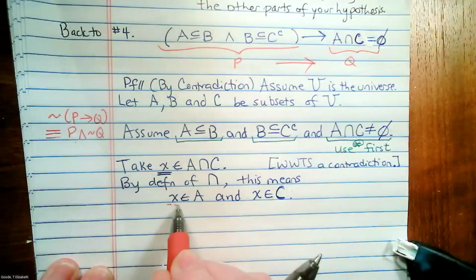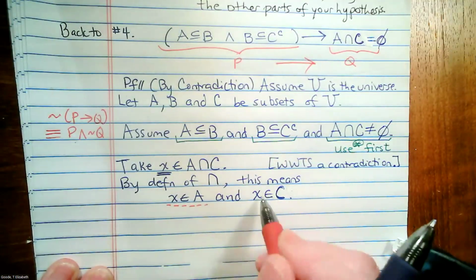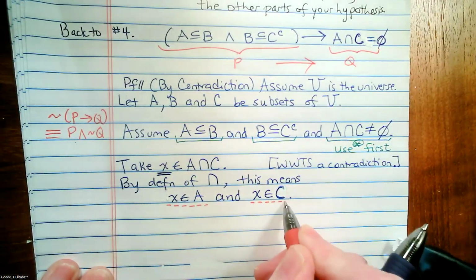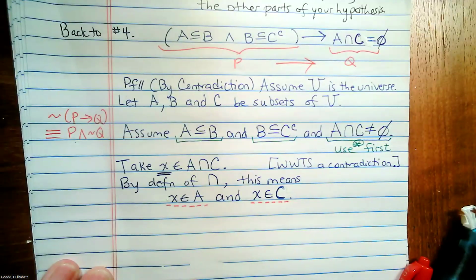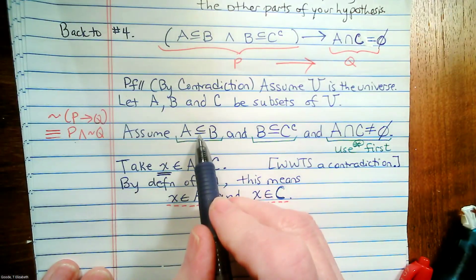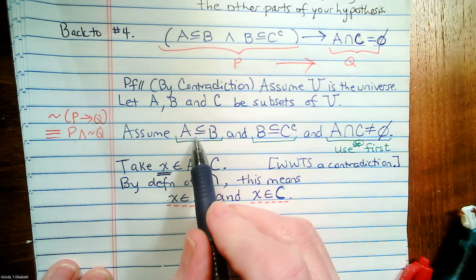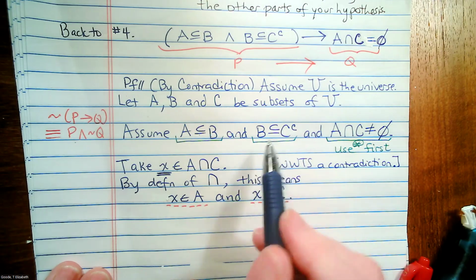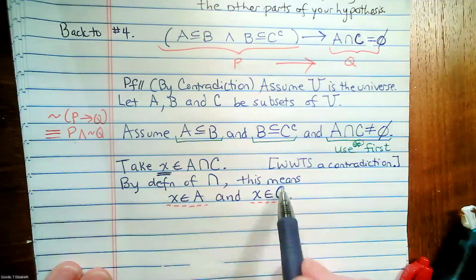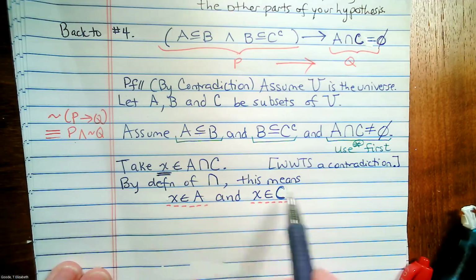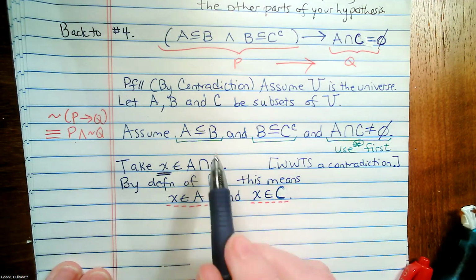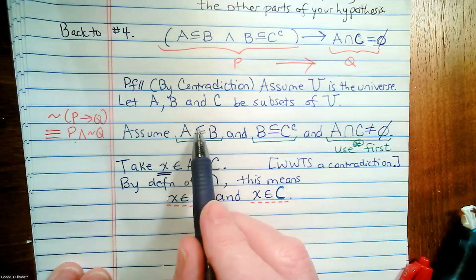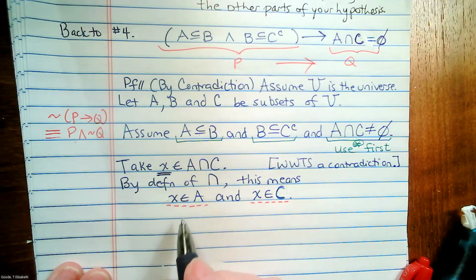We can't break down that X is in A any further, and we can't break down that X is in C any further. But we haven't used the hypothesis that A is a subset of B yet. Now, we don't see anything to do with B here, right? But we do know that X is in A, and we've assumed that A is a subset of B.